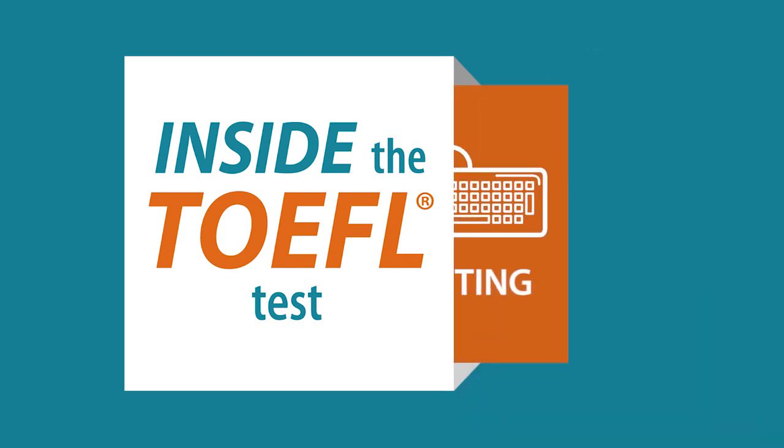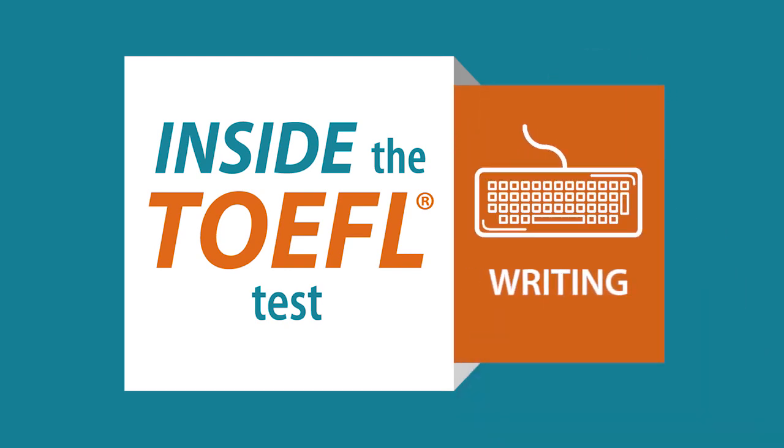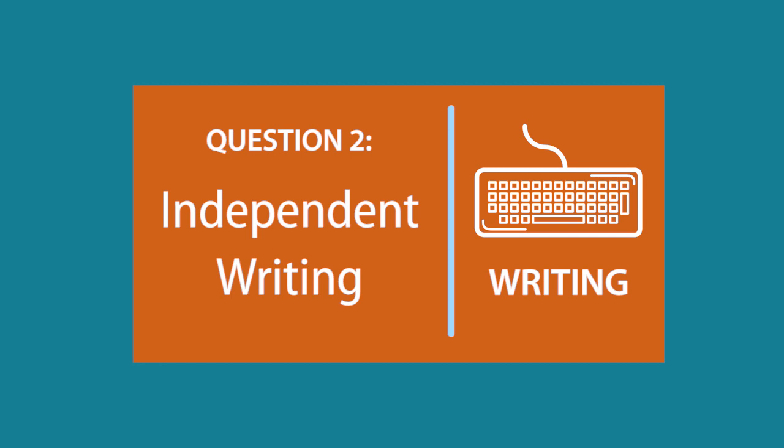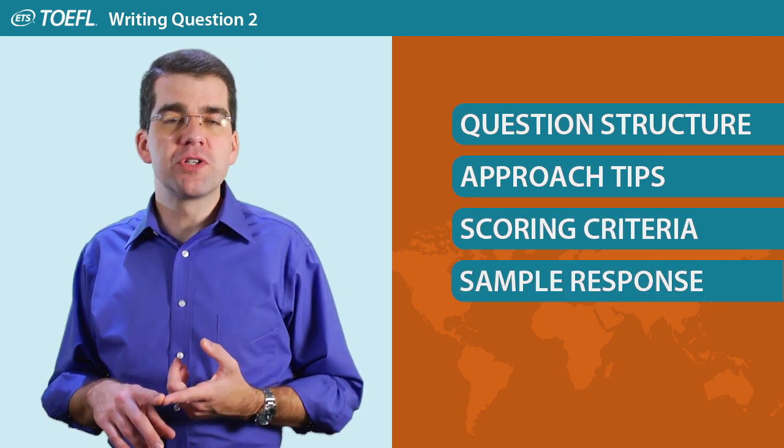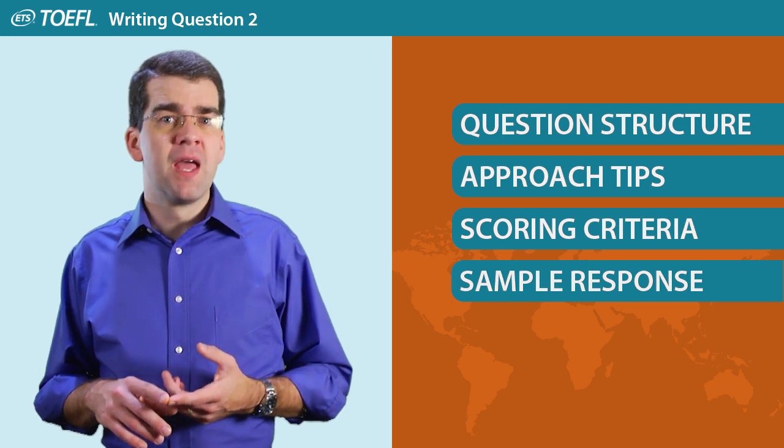Today, we're going inside the TOEFL iBT writing section, specifically question 2, the independent writing question. So in the next few minutes, we're going to look at how the question is structured, how to approach the question, how your response is scored. We'll look at a sample response that received a high score, and we'll give you some tips for improving your writing skills. So here's generally what question 2 will look like.